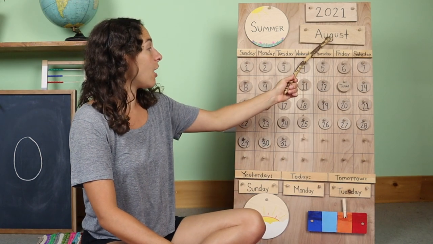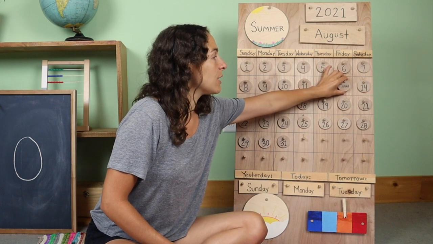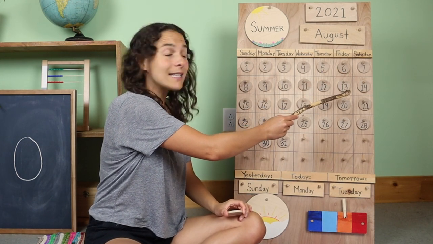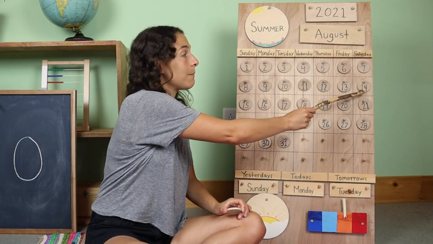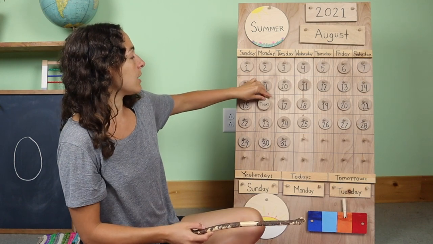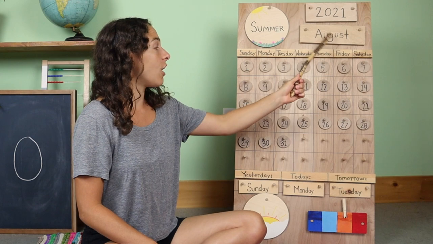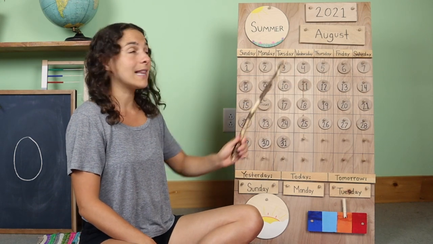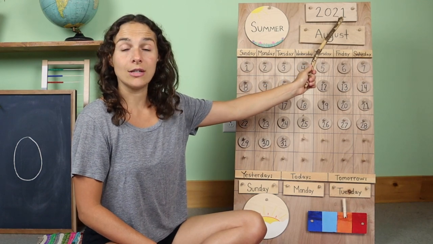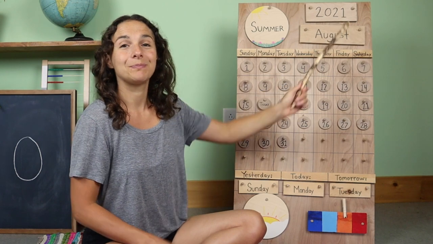Today is August 16th. So let's move the chip over from the number 13, that was the last time that we met, over to the number 14, 15, and I'll put it right on top of the number 16, because today is August 16th, and right up here we have the year. You can say that it's 2021, but you can also say that the year is 2021.